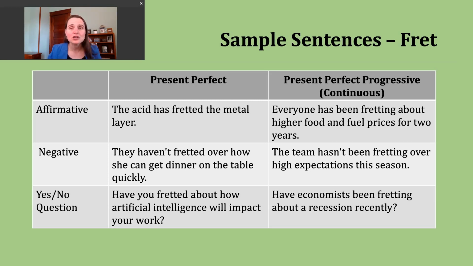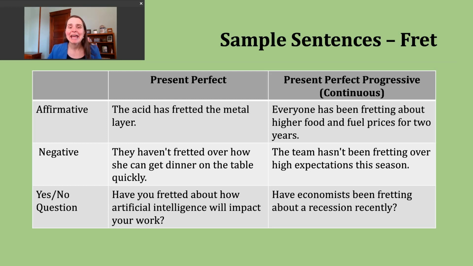So I've got to pay attention to my subject, and if my subject is I, you, we, or they, I'm going to use have and then the participle form of my verb. And again, because fret is a regular verb, my participle looks the same as my past tense form. Okay. Now, if the subject is he, she, or it, I'm going to use has and then the participle form of the verb. You can see that in my first example here.